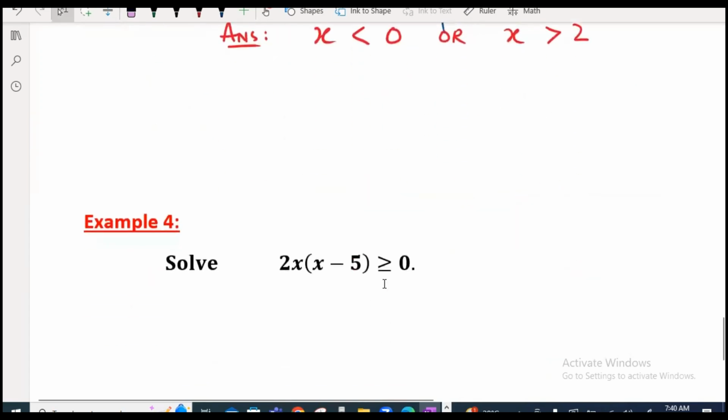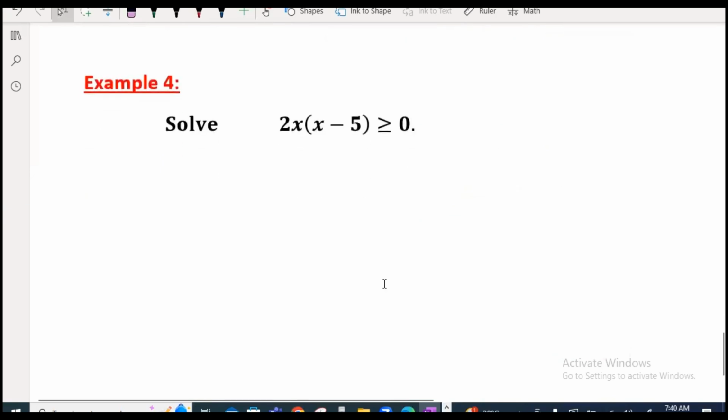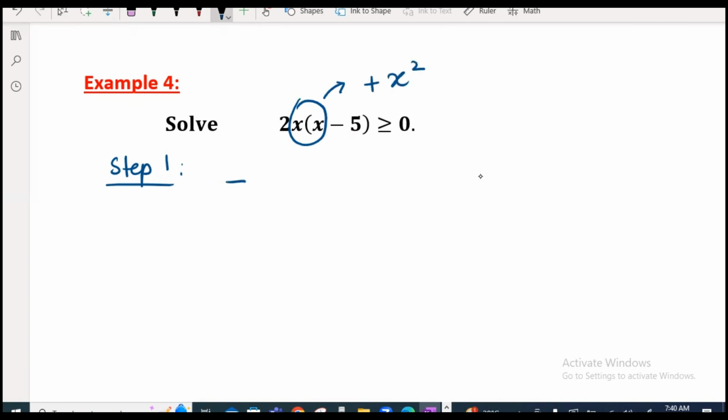Move on, example number 4. Example number 4 is a greater than or equal to sign case here. So step number 1, decide which type of parabola you have to sketch. When we multiply x times x, we get positive x square. And if the x square coefficient is positive, this type of parabola will be drawn, and you can memorize it with the happy face for positive x square coefficients.